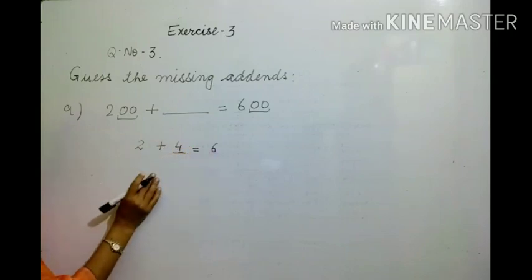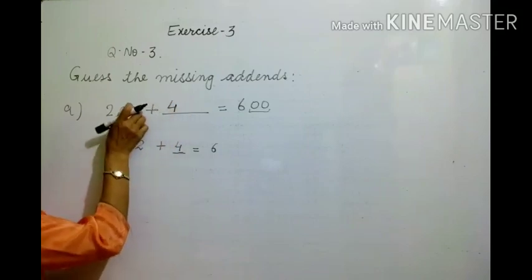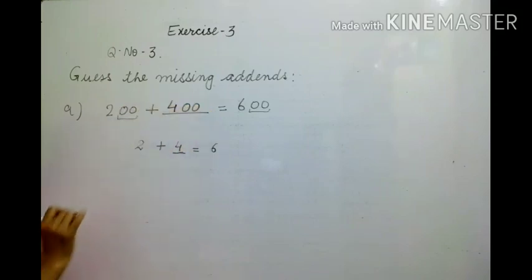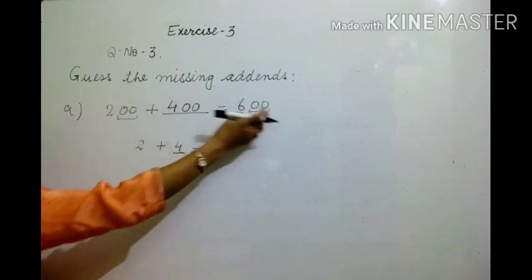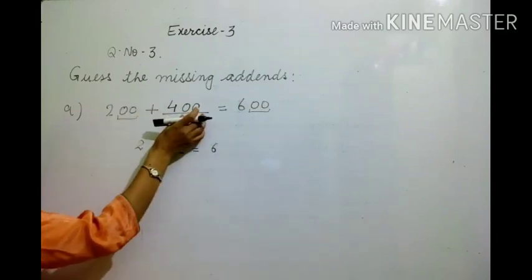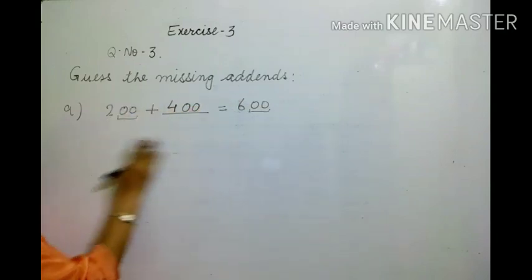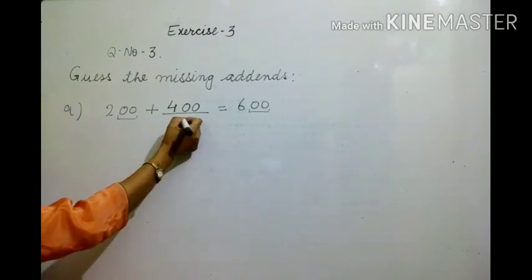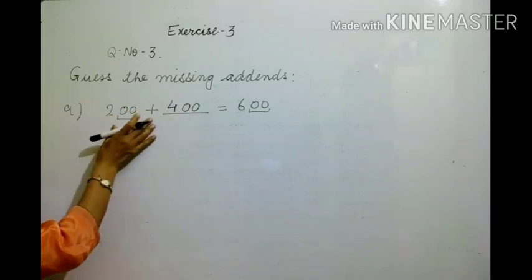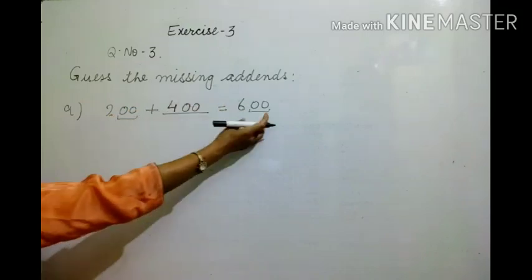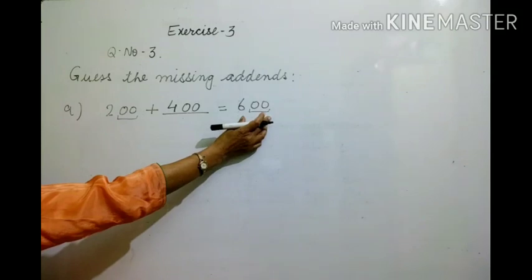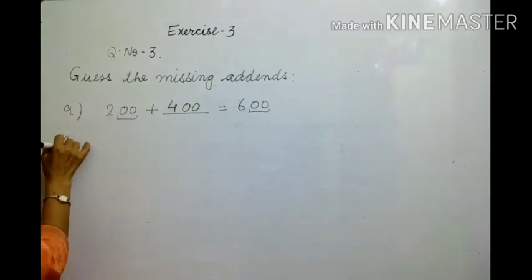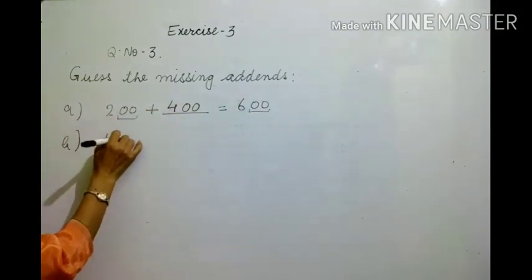So 4 will come here, and 2 zeros at the end. Because both the numbers have 2 zeros, 4 will have 2 zeros. In this way, we will guess the missing number or missing addend. The numbers which we add are called addends, and after addition, the answer that we get we call the sum.